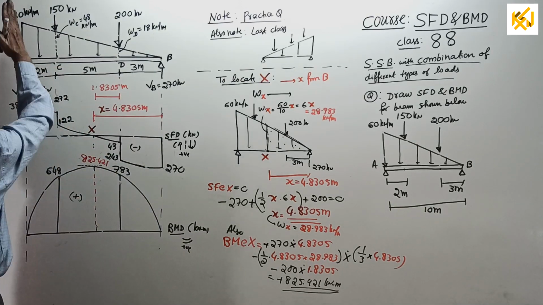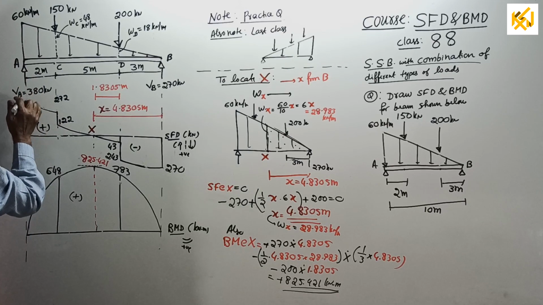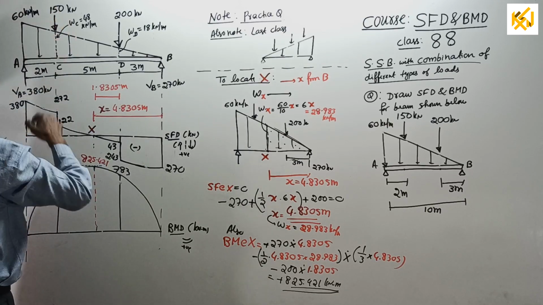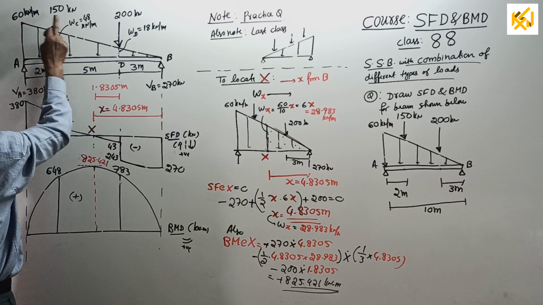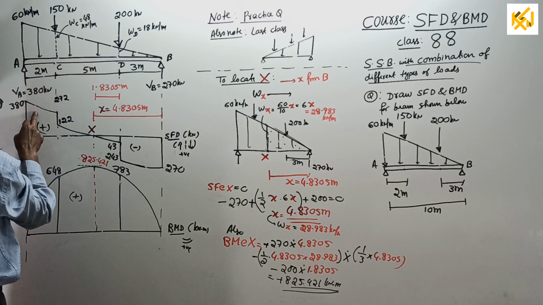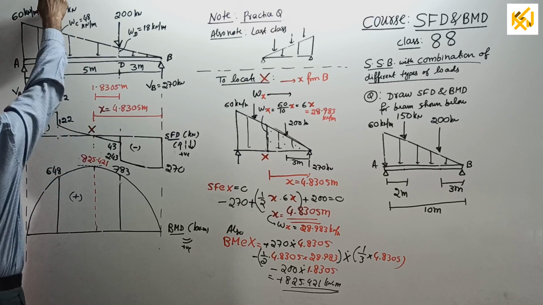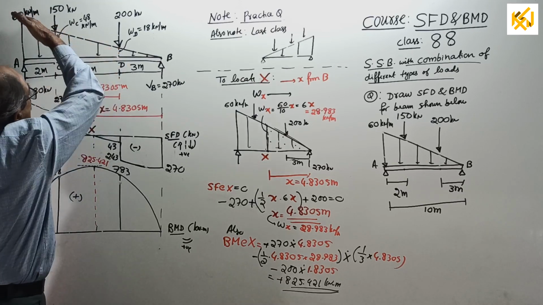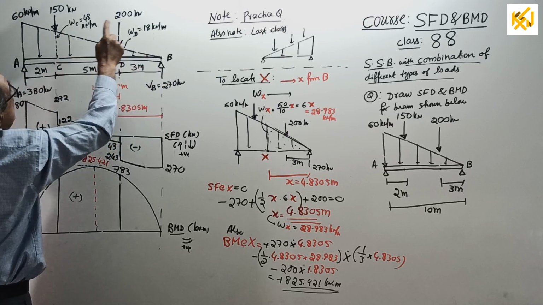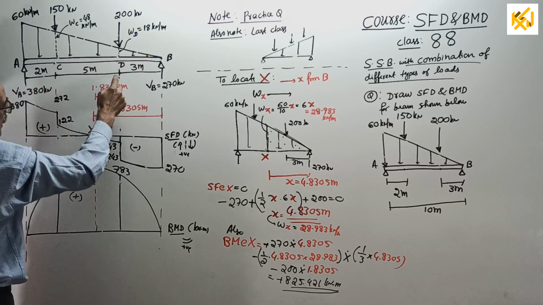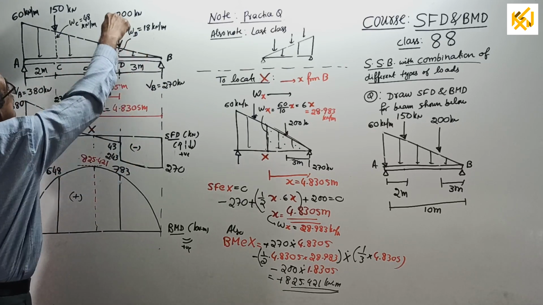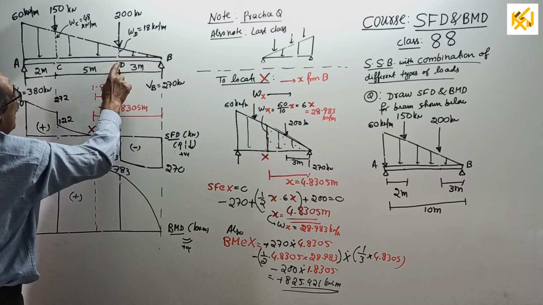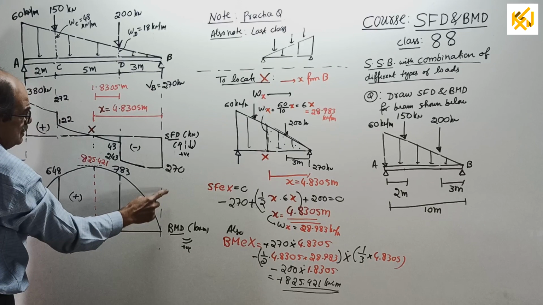Go up by 380. Then from here to here, come down by this much load: 60 plus 48 divided by 2 into 2, it will come down to 272. Suddenly come down by 150, to 122. Again come down parabolically by 48 plus 18 divided by 2 into 5, it will come to minus 43. Down by 200, minus 243. Again down by half into 3 into 18, you will reach minus 270.